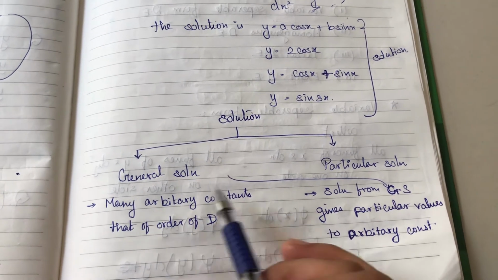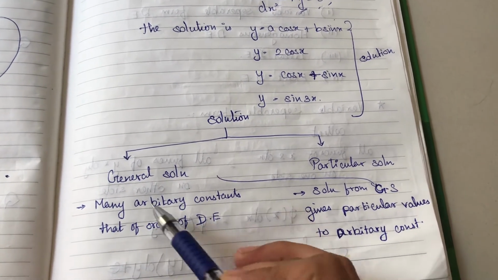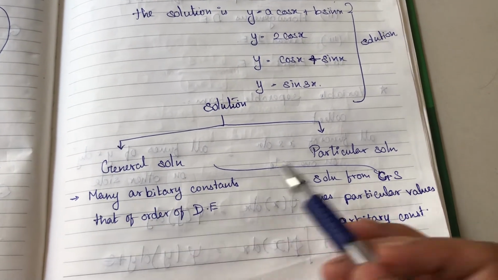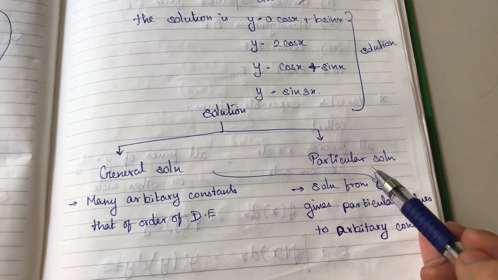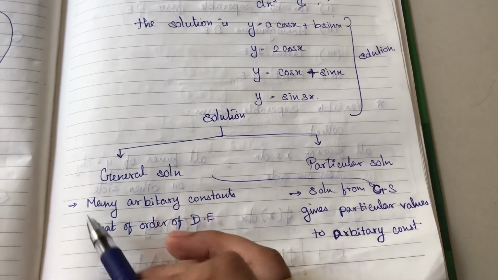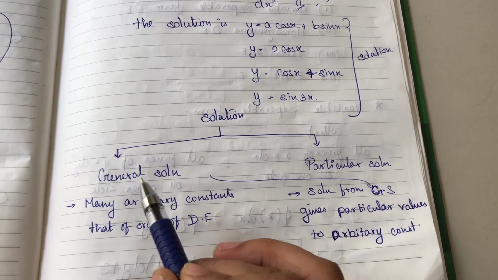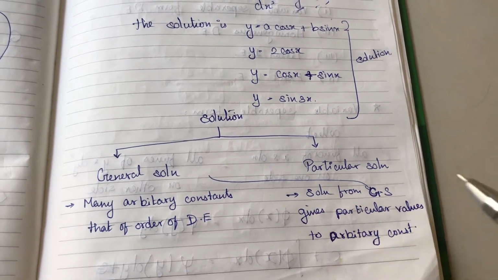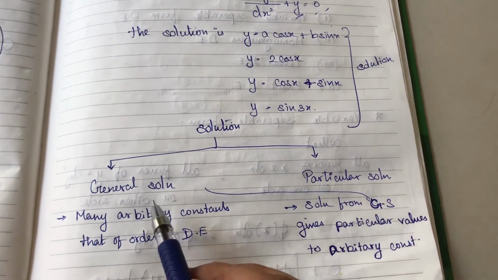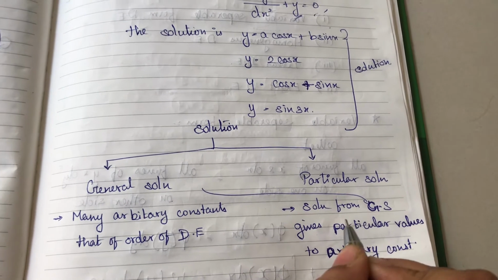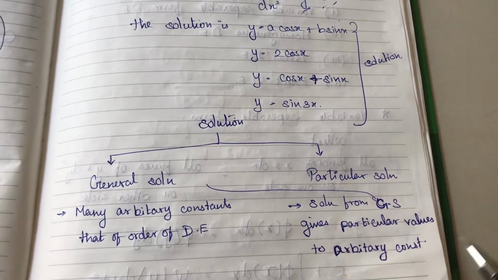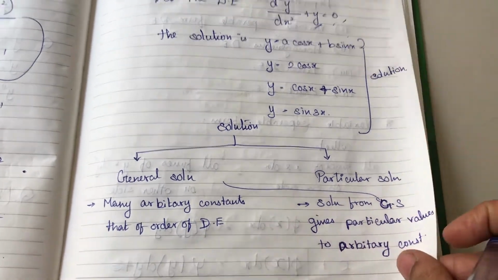So, general solution means what? Many arbitrary constants of the order of the differential equation. There will be many arbitrary constants. But particular solution means what? A solution which is got from the general equation by giving a particular value to the arbitrary constants. So this solution gives a particular value to the constants, which means it is a particular solution.